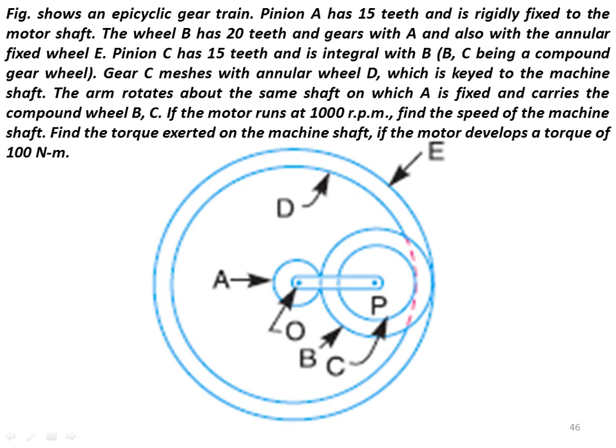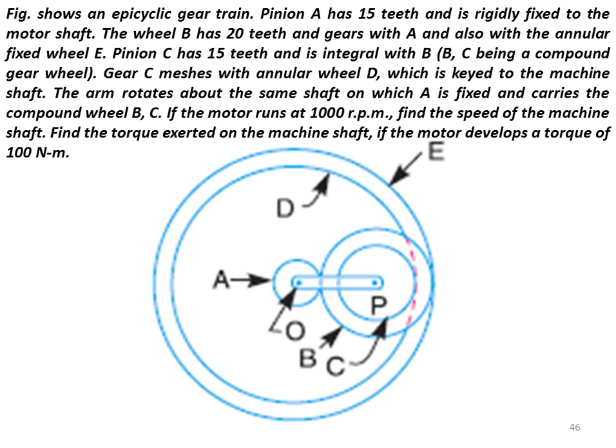Okay, and BAC being a compound gear wheel, automatically there will be compound one, this one. So gear C meshes with annular wheel D. You can see C is connected with the D here, that is inside part, and which is keyed to the machine shaft here, and the arm rotates about the same shaft on which A is fixed and carries the compound wheel BC.